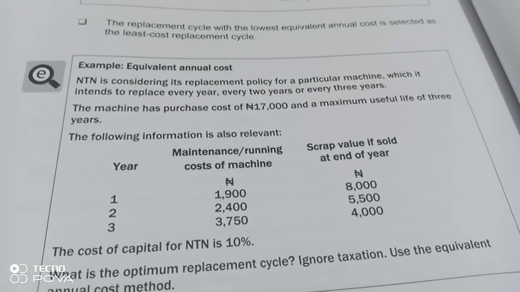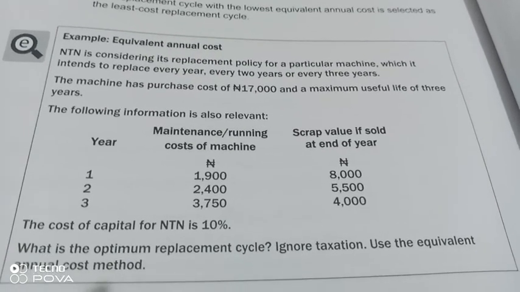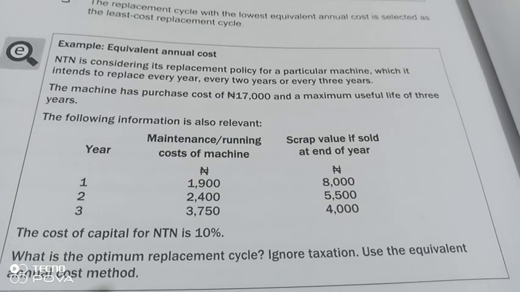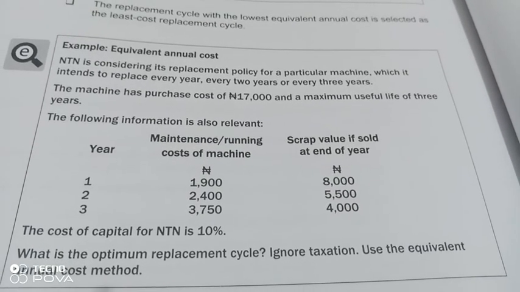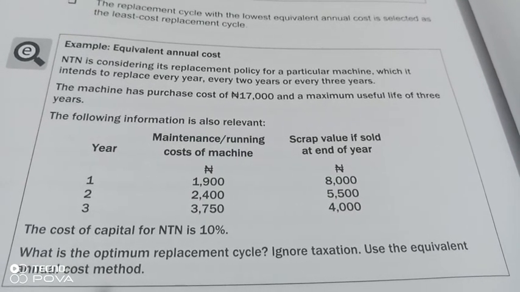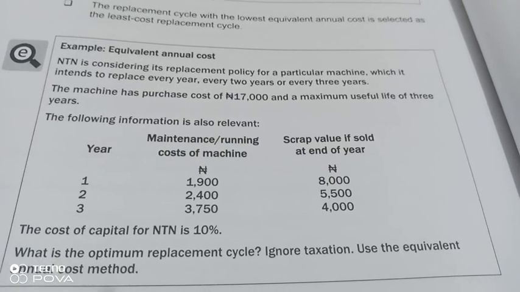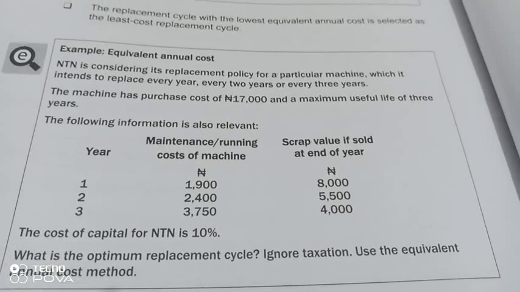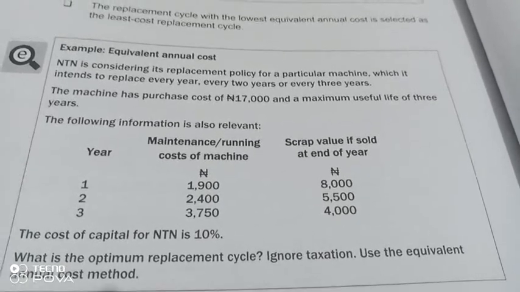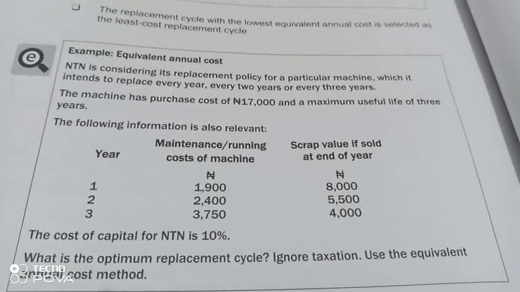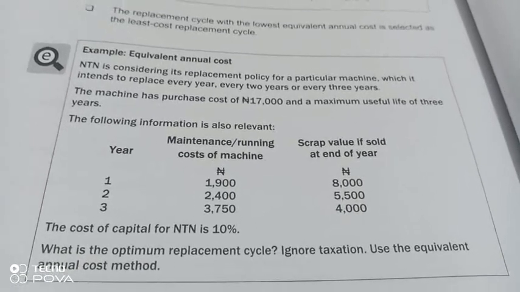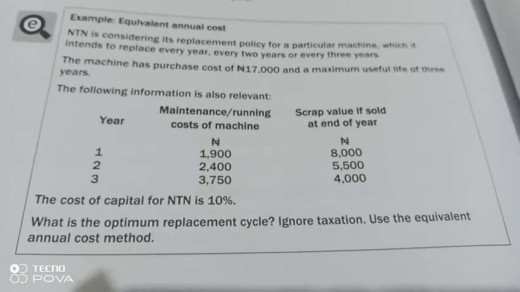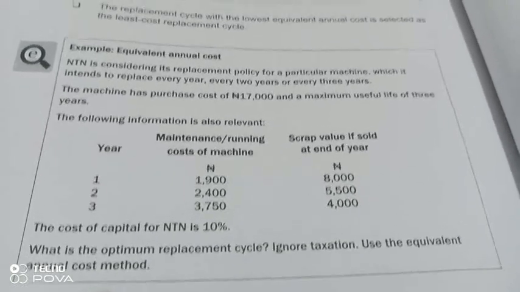The following information is also relevant. Years 1 to 3, maintenance or running cost of the machine are 1,924 and 3,750, while the scrap value if sold at the end of each year are 8,000, 8,500 and 4,000. The cost of capital is 10%. What is the optimum replacement cycle? Ignore taxation. Use the equivalent annual cost method.